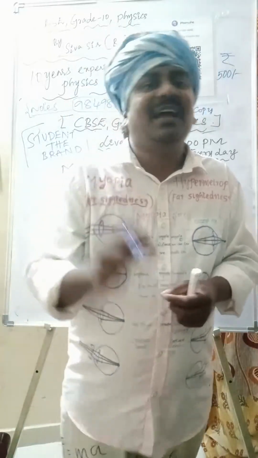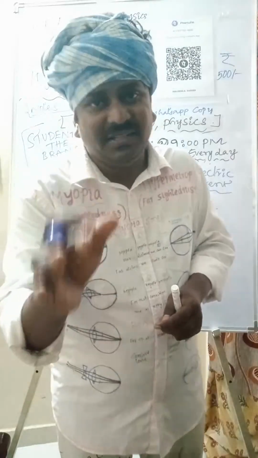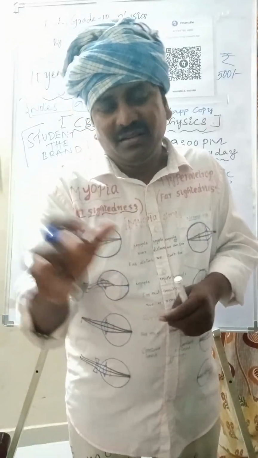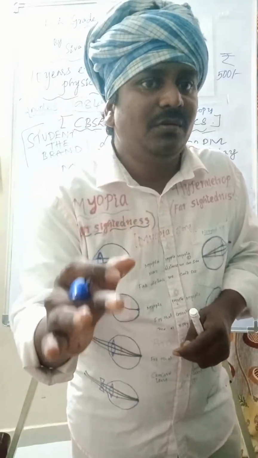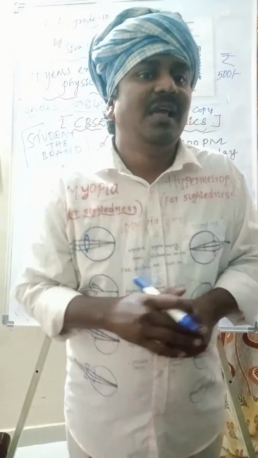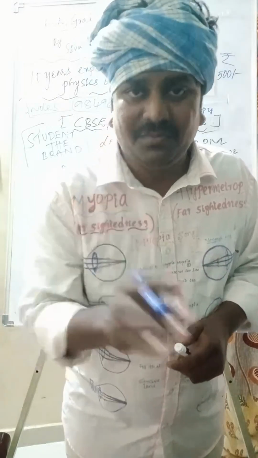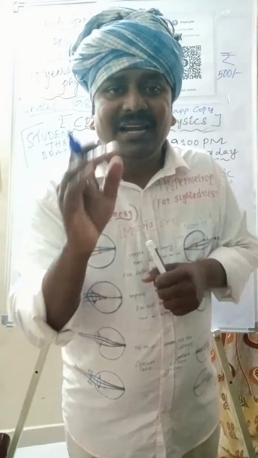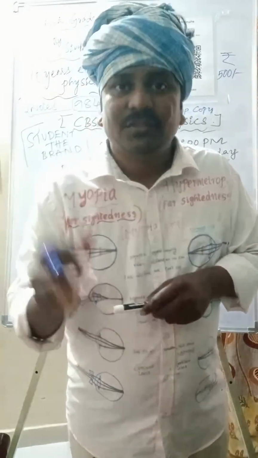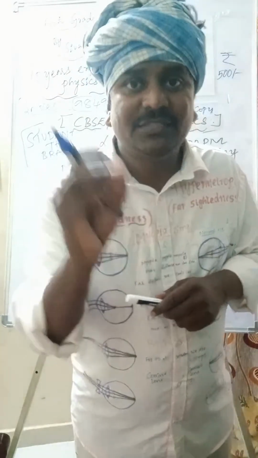By using the right hand thumb rule, listen carefully. Are you listening or not? The right hand thumb rule, I will explain first. If the current is passing through the conductor, are you listening? It's very, very important.